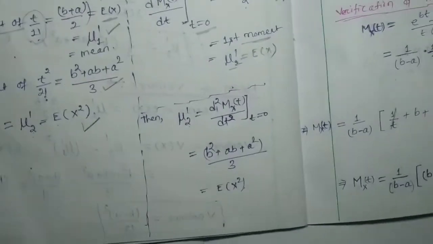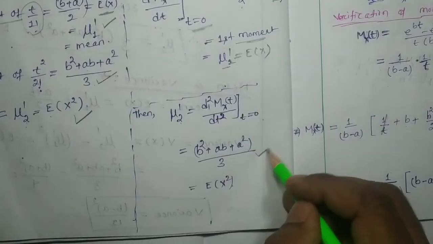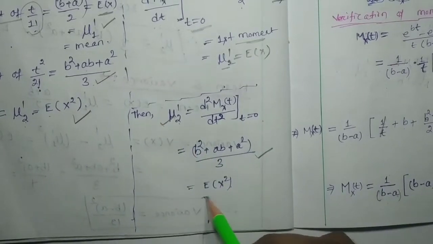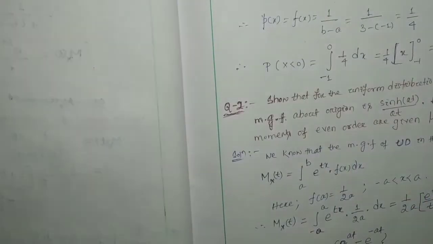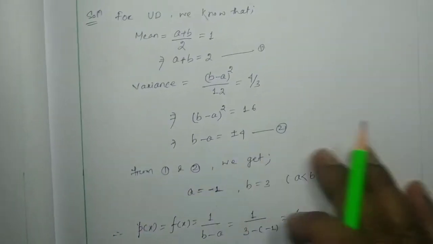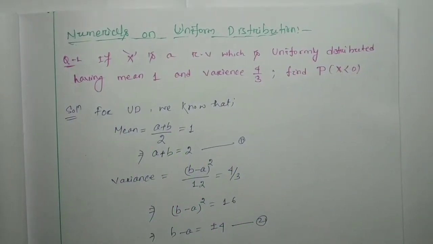So we found b square plus ab plus a square by 3, that is nothing but your second moment about the origin, or E of X square, whatever we found in this way, okay. Here we have verified the moments with the help of the m.g.f. Now we are going to go for a few numericals on uniform distribution.